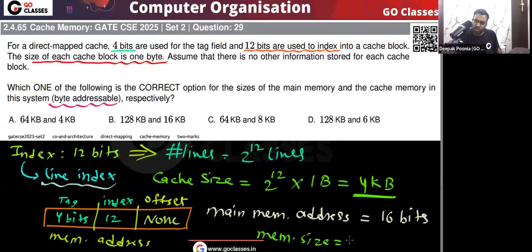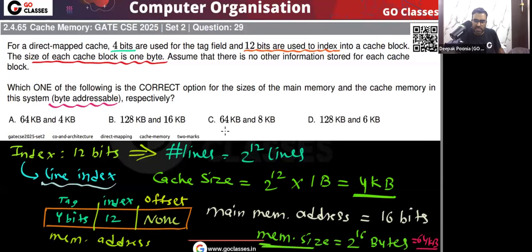Memory size, that will be equal to 2 power 16 bytes. Yes or no? Because remember, for address we need 16 bits. So 16 bits simply means 2 power 16 locations. And because the main memory is byte addressable, on every address there is a byte. So on every location there is a byte. That is the reason main memory size will be 2 power 16 bytes, which simply means 64 KB. That will be your answer.